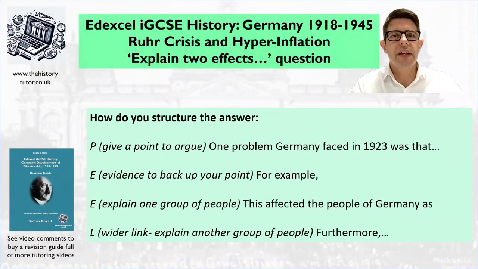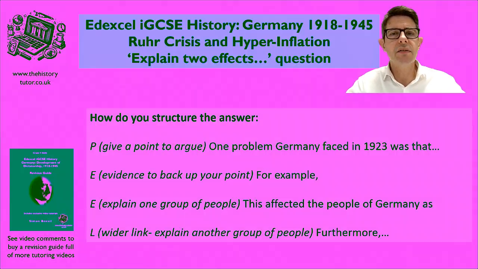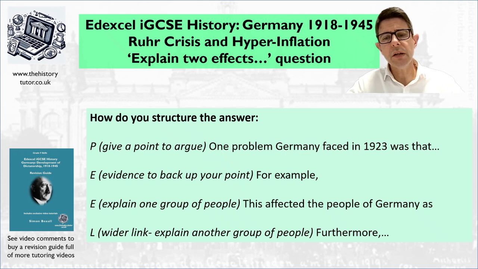So let's have a think about how we're going to write this in our PEE paragraphs. So P is for point, and that's giving a point to argue. So we can say one problem Germany faced in 1923 was that, and then we could introduce the Ruhr Crisis with an idea. So setting up an argument with an opinion of what we're going to argue. We're then going to give some evidence.